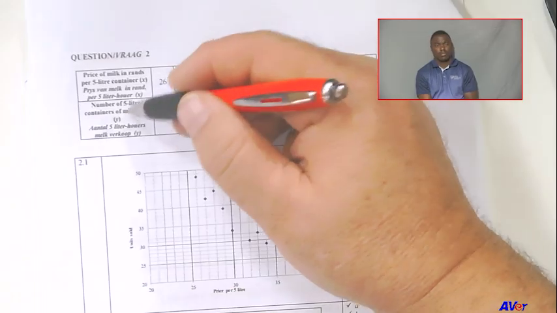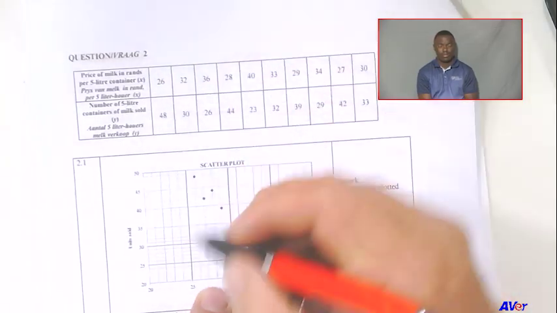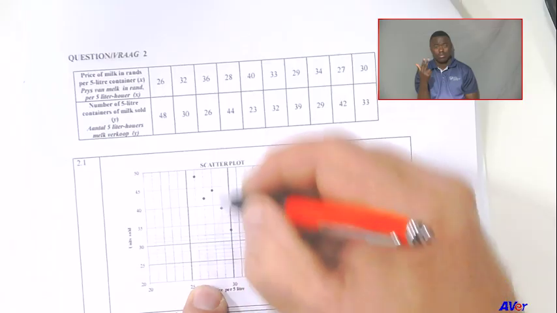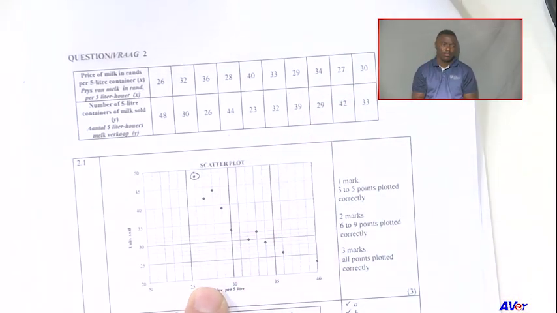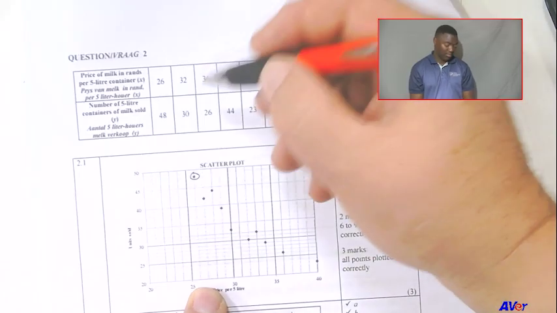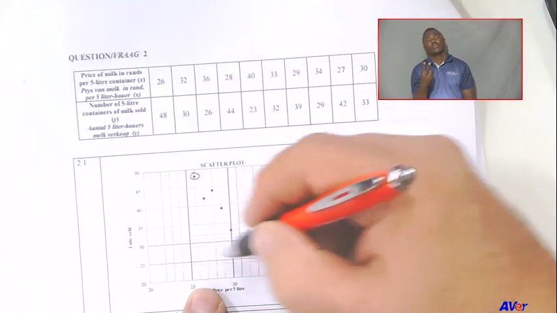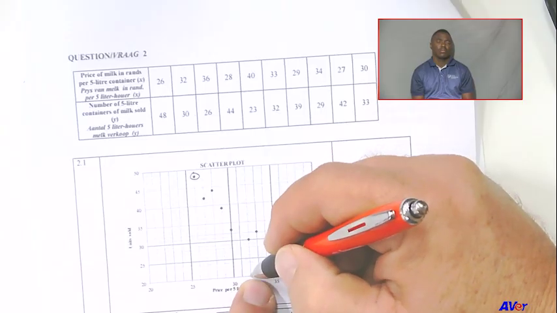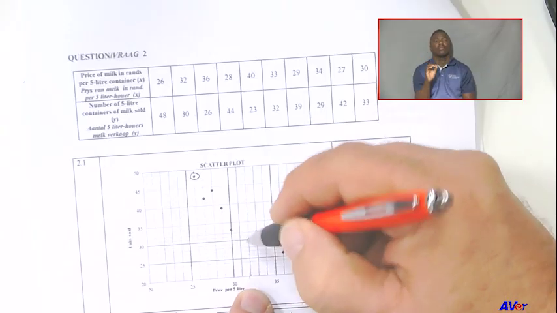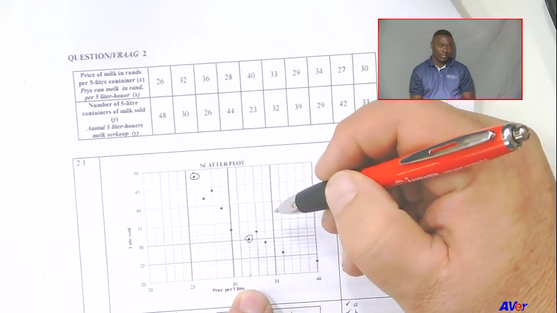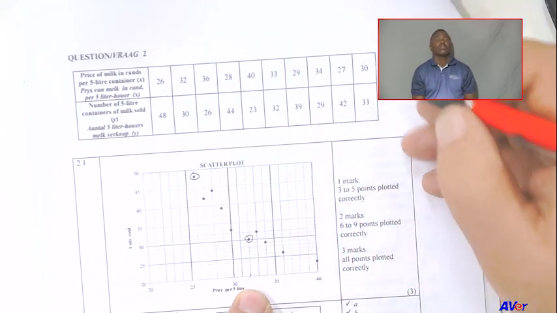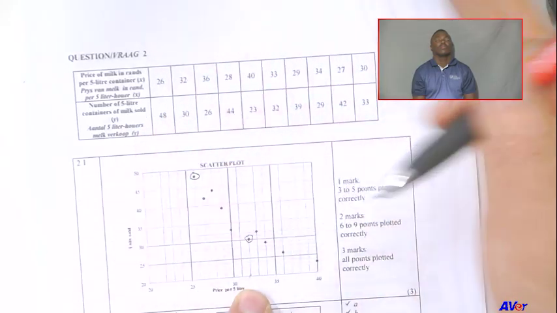X is 26, Y is 48. Gives me that point there. Correct. Right. The next one, 32, 30. X is 32, Y is 30. That gives me that point there. Right. And then we can plot each of them.